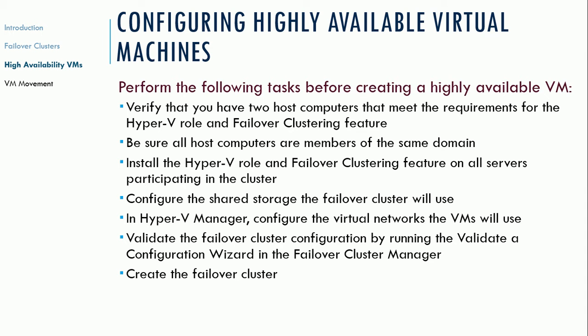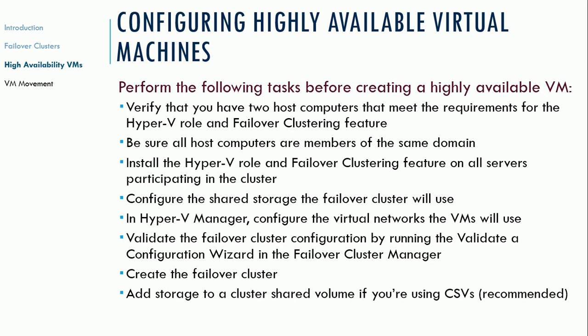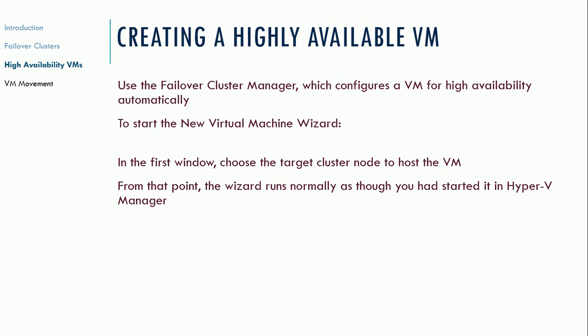Finally, we're going to create the failover cluster, and then we're going to add storage to the cluster's shared volume if you're going to use CSVs, which, as we discussed before, is the recommended way of doing this, using those CSVs, the shared storage volume. And by the way, the shared storage volume is for all of the stuff that we're sharing between these two VMs in the cluster, or multiple Hyper-V instances in the cluster. So we use the Failover Cluster Manager, which configures a VM for higher availability automatically.